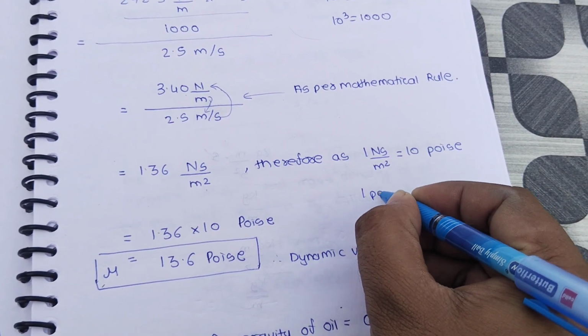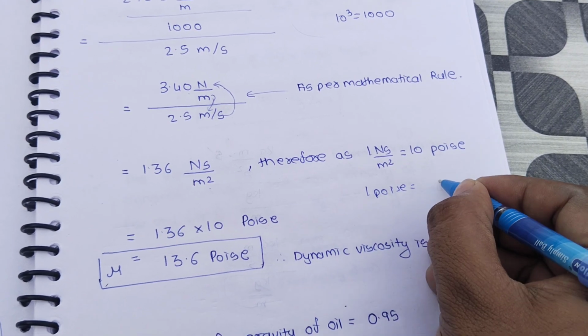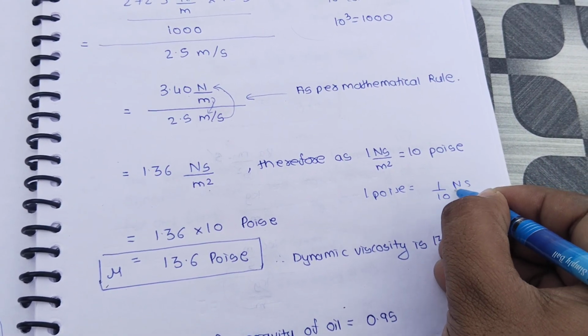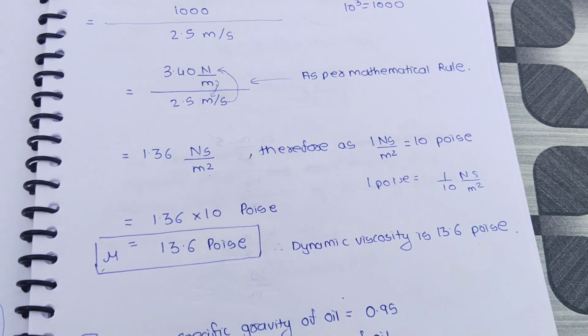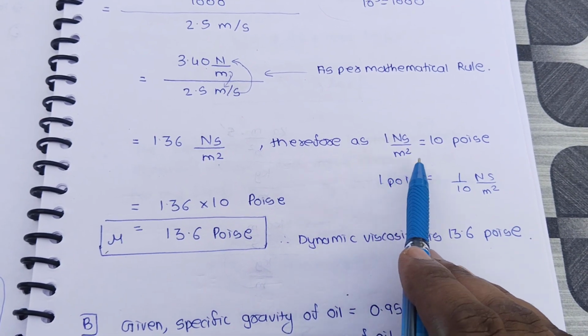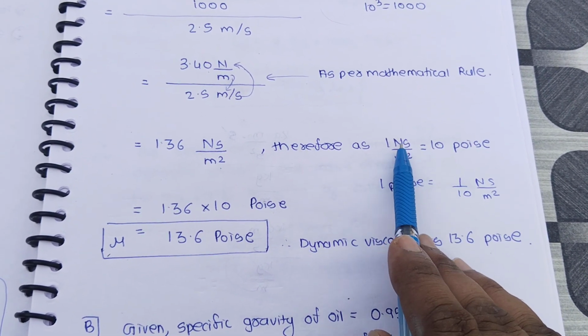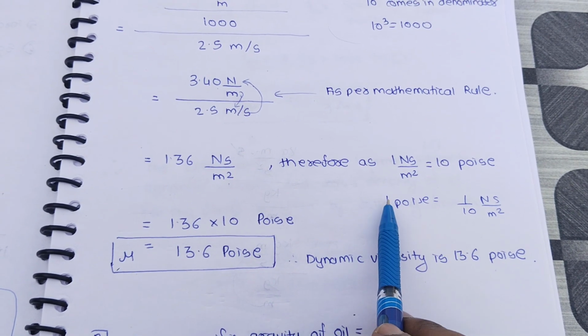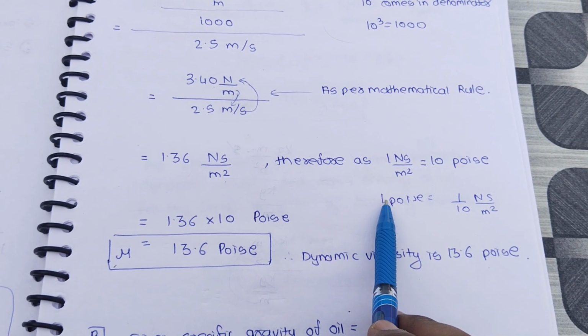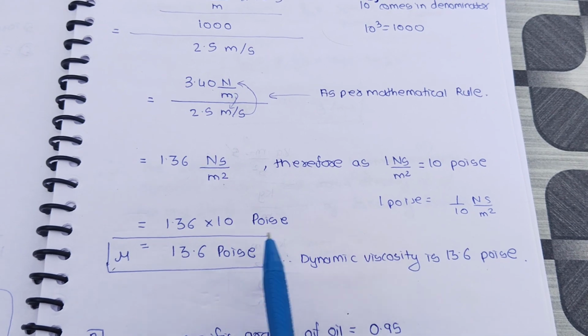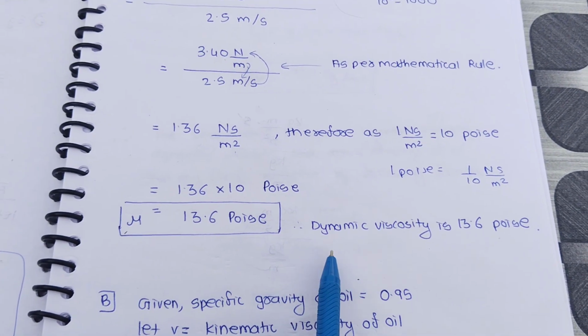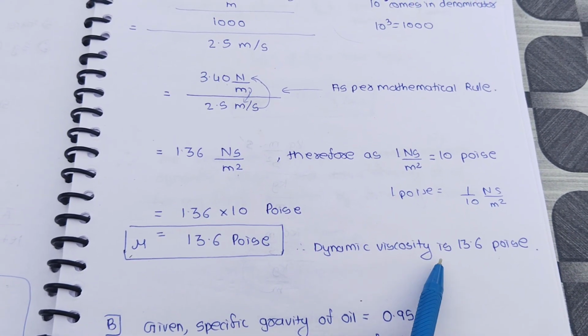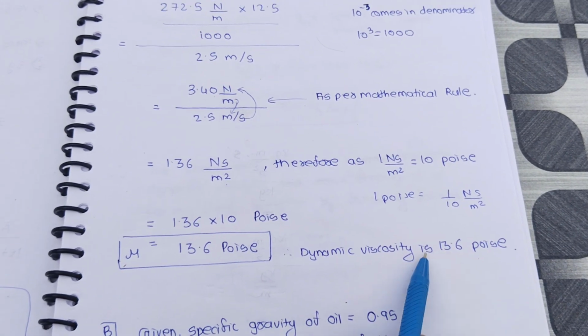1 Poise is equal to 1 by 10 Newton second per meter square. So 10 Poise is equal to 1 Newton second per meter square. So we have got the dynamic viscosity as 13.6 Poise.